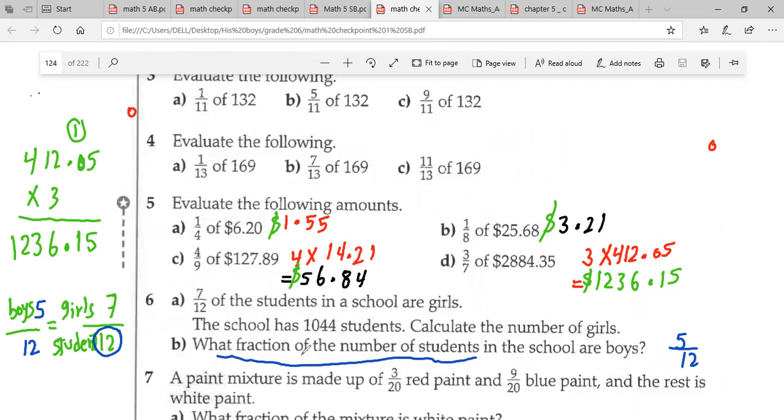Yusuf, he said, we find the number of boys, but here I erased it. He said the 12 students becomes 1044. This 12 students becomes 1044. Can you find the number of girls again? If the number of students becomes 1044, can you find the number of girls?